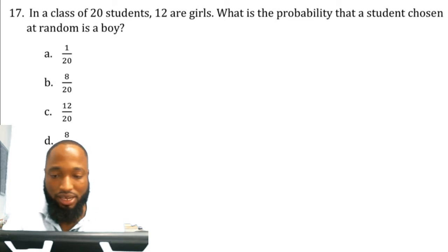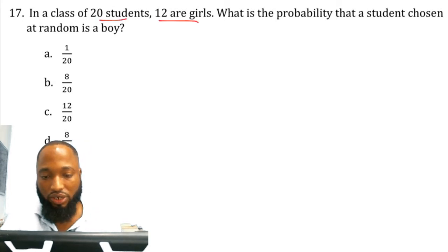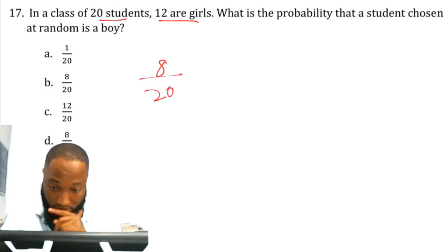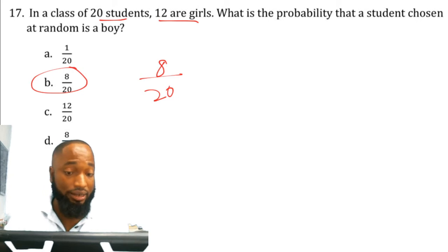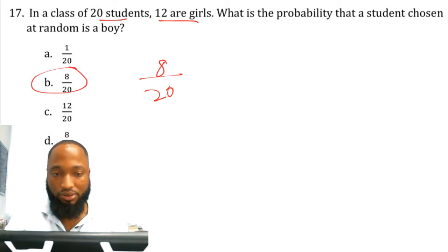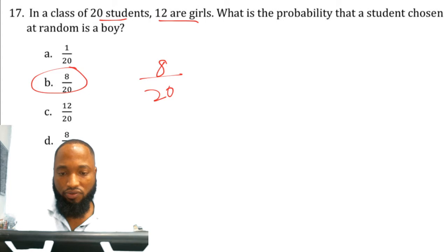17 is B. In a class of 20 students, 12 are girls. What is the probability that a student chosen at random is a boy? So that's 8 over 20. B. They didn't even break it down. What kind of easy question is that? Why did I have that question up so long? Let's go on and do the pie chart question now.